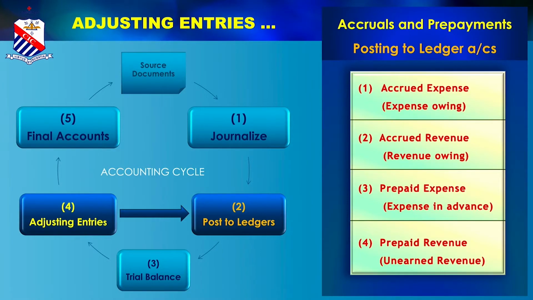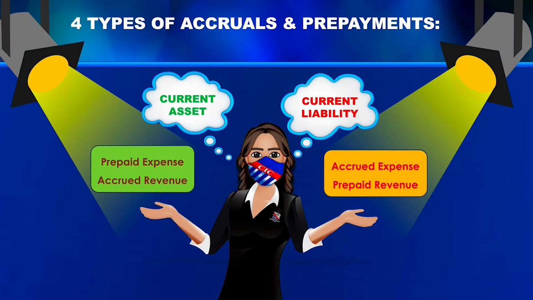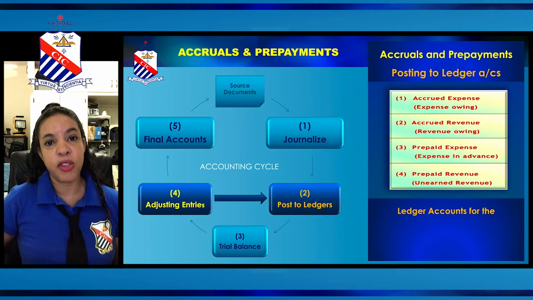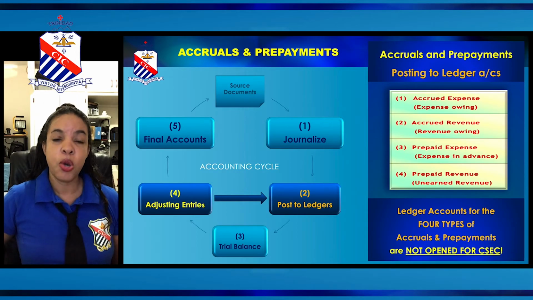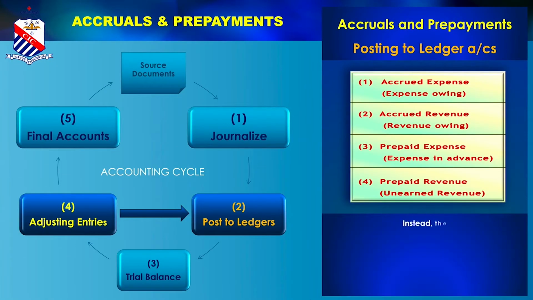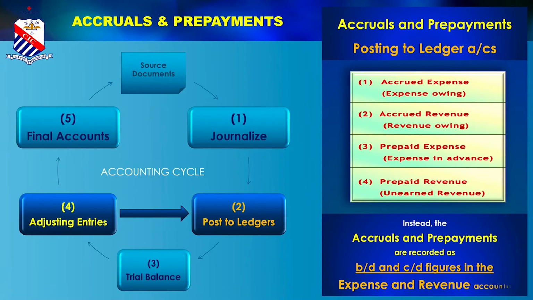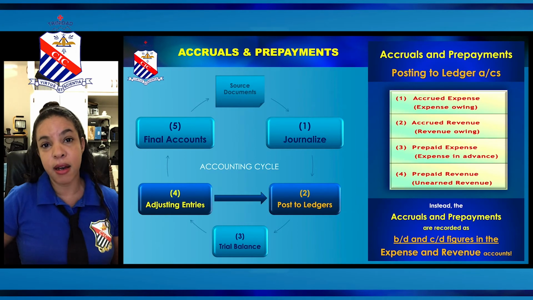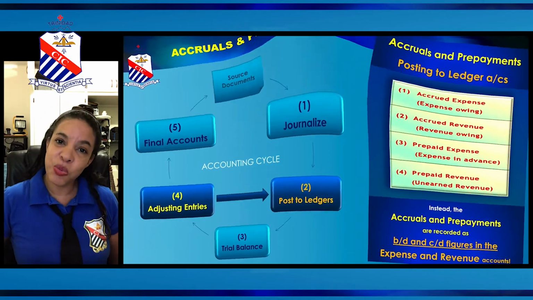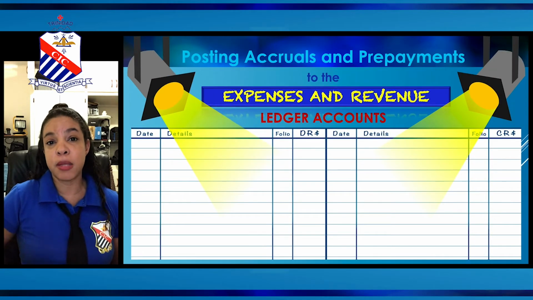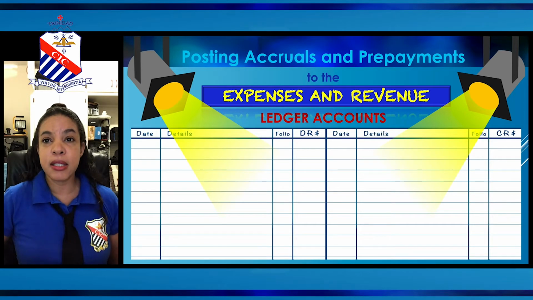However, it should be noted that for CSEC, even though the 4 types are assets and liabilities, we do not post to their asset and liability accounts. We would learn instead that they are recorded as the brought down figures and carried down figures in the expense and revenue accounts. So the nominal accounts instead of the real accounts being the assets and the liability. So that is what we are going to learn how to do, the format for the expenses and the revenue as it pertains to the accruals and prepayments.